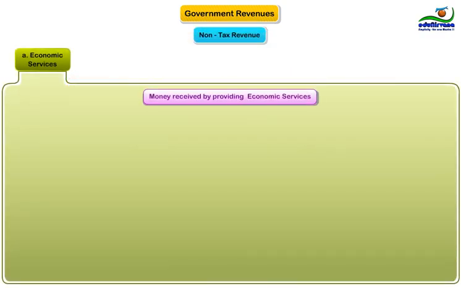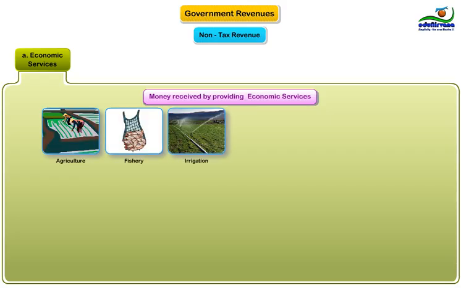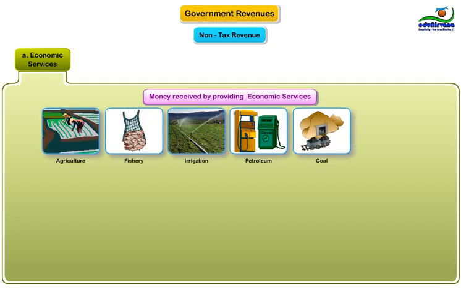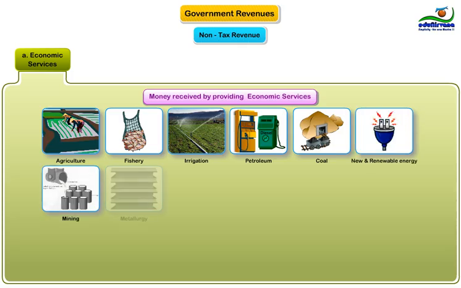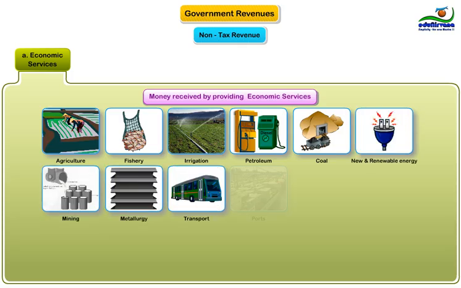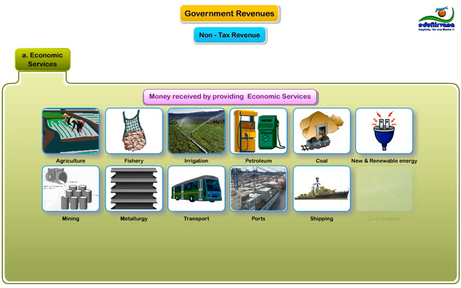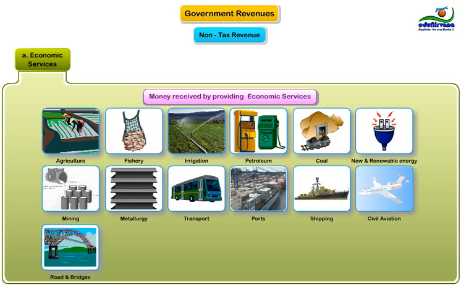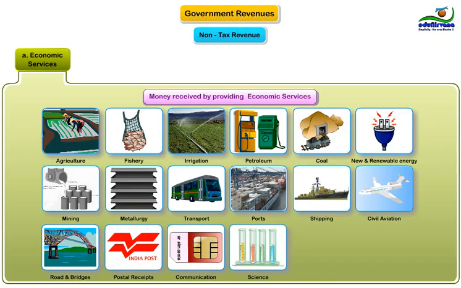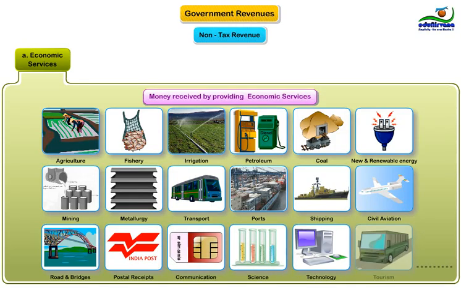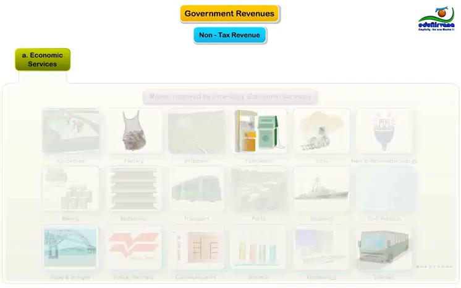A. Money received by providing economic services such as agriculture, fishery, irrigation, petroleum, coal, new and renewable energy, mining, metallurgy, transport, ports, shipping, civil aviation, roads and bridges, postal receipts, communication, science, technology, tourism, and many more.